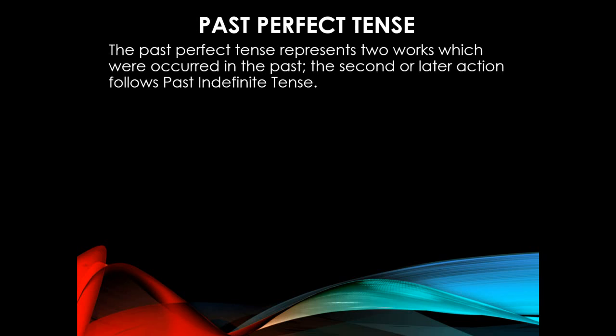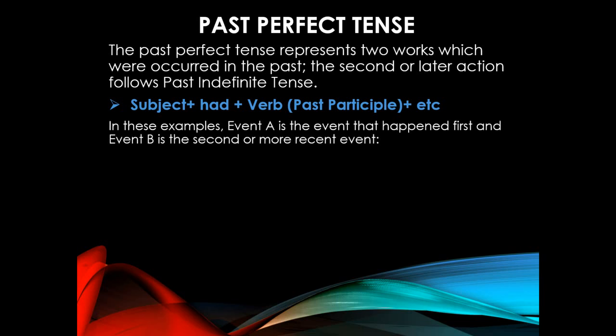So let's see the structure and examples so that we can clear up the concept. The structure goes like this. First of all, there will be the subject, then had. Had is our auxiliary verb or helping verb. Then the verb. The verb will be in the past participle form, that is V3, and the rest of the sentence. Let's see the example.